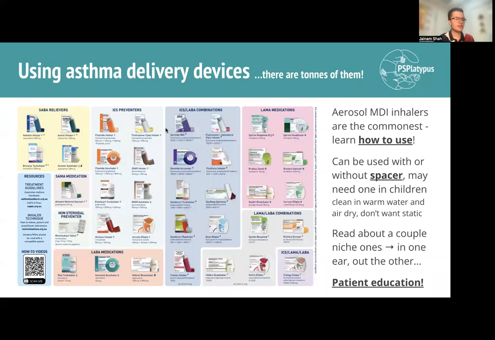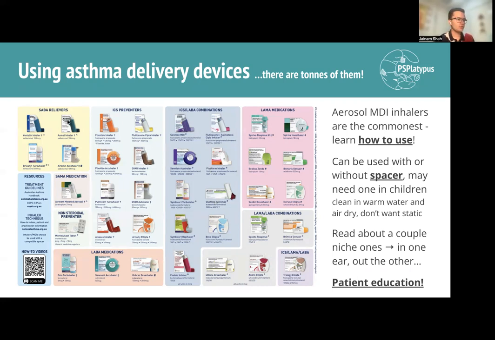Now, asthma delivery devices, there are so many of them, and so many of them are invented every single year. This diagram has probably become outdated, but it's from, I believe, the National Asthma website. So if you want to have a look at the most updated version, that should be there. It shows you the vast range of things that you'll be able to see in patients who come to you with the different medications.